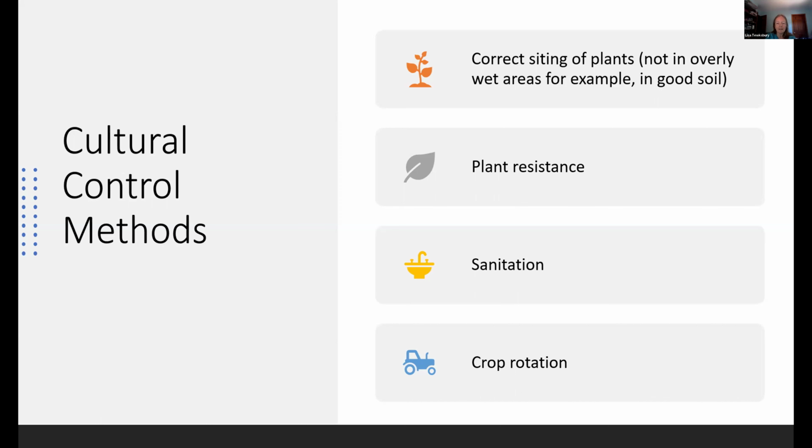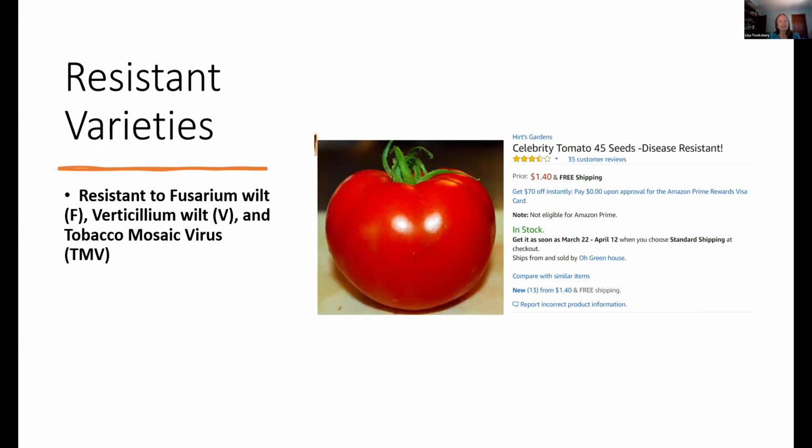And then crop rotation has been used a lot. And that basically goes along with the concept that pests have certain preferred crops and they tend to be within families. They'll feed on solanaceous crops or cucurbits or something like that. And so if you don't continue to grow either solanaceous or cucurbits over and over, then you can switch out, and your pests have to kind of switch up and find a new location.